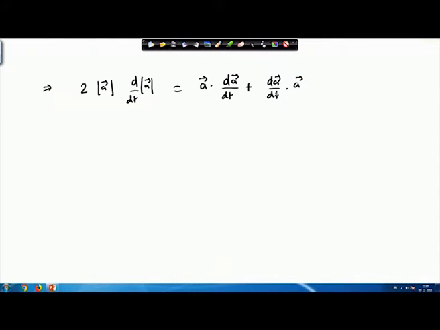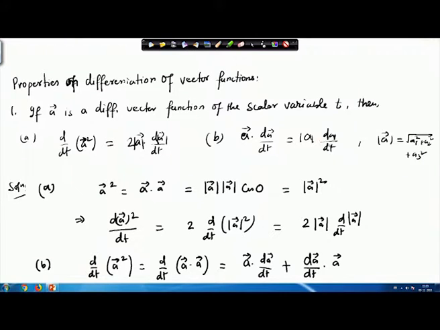Now, the dot product is commutative, so this can be written as 2 times A dot dA/dt. So, 2 will get cancelled, and therefore we will have mod of A times d/dt of mod of A equals A dot dA/dt. So, this is what we needed to prove in the second result.